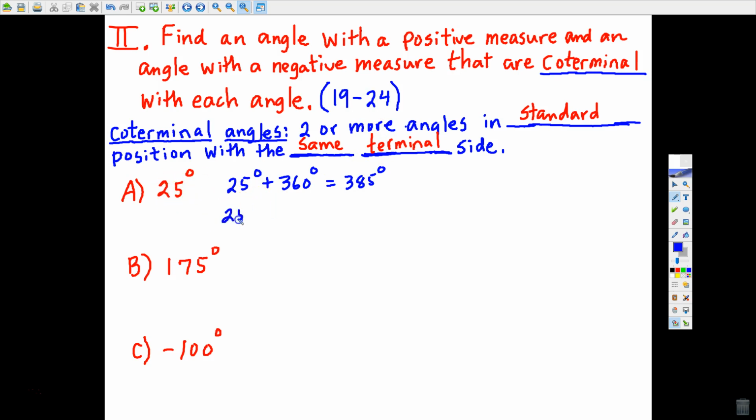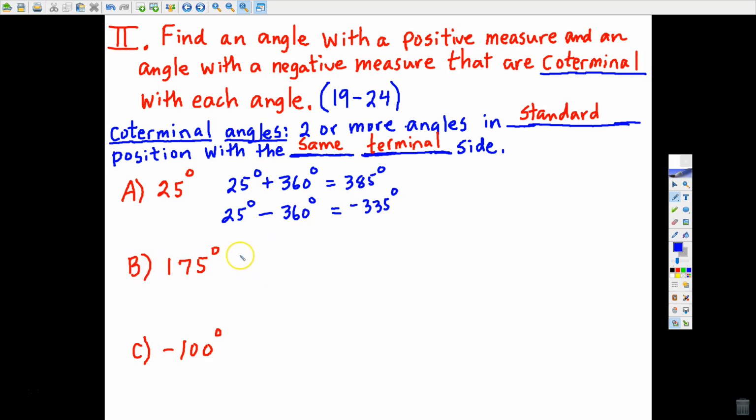And if I do that same 25 degrees and I go the opposite direction, 360 degrees, then this will give me the angle with a negative measure. So you can just grab your calculator and do 25 minus 360, and you'll get negative 335 degrees. And so you're just going to basically do this same exercise, but hopefully seeing those graphs helps you get a little better picture of what these angles actually look like.